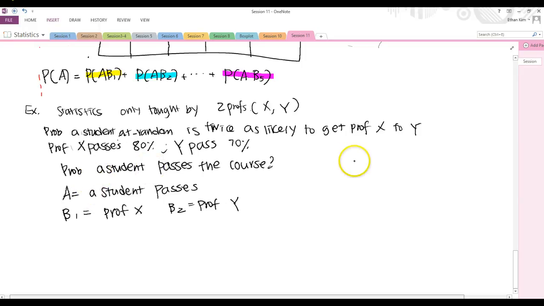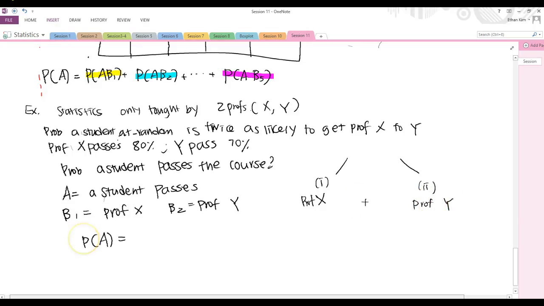How can a student pass a course? Well, there are two cases. The first case is when the student has Professor X, and the second case is when the student has Professor Y. So we need to look at two different cases and add them up. This is where the Bayes theorem comes into play, right? So this is how you would write it down.